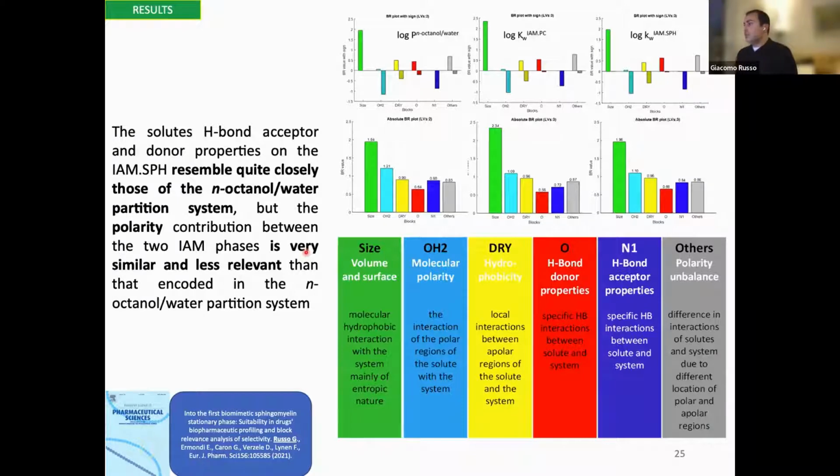So we then used block relevance analysis for characterizing the retention of analytes on the sphingomyelin phase and compare this to normal octanol water lipophilicity and also retention on the IAM PC DD2 phase. I won't go that deep into the block relevance analysis plot because Laurence actually yesterday already described a little bit what each block is representing. It is essentially representing a peculiar interaction pattern, okay?